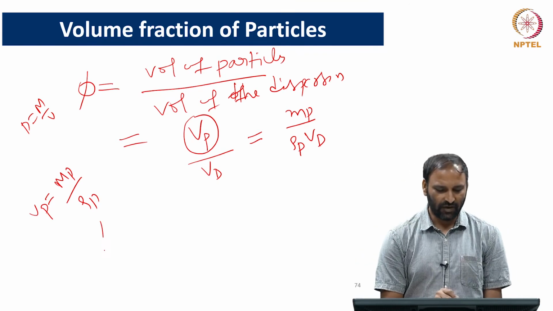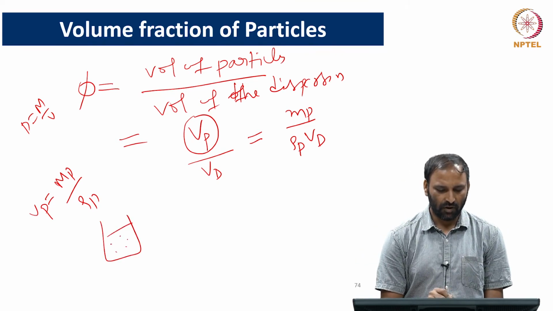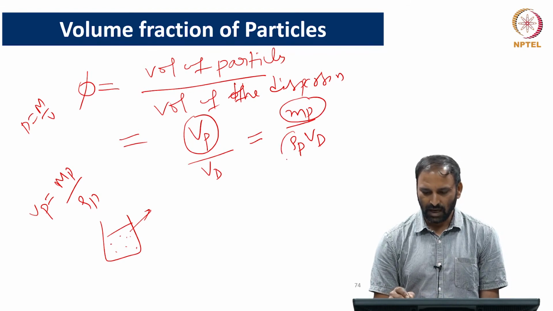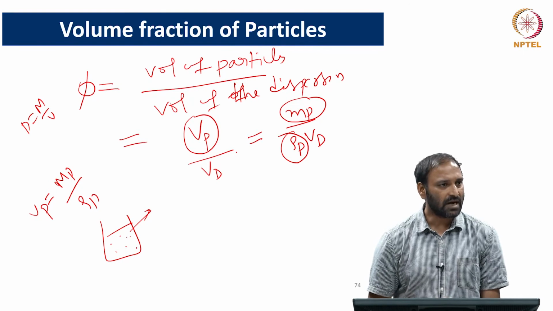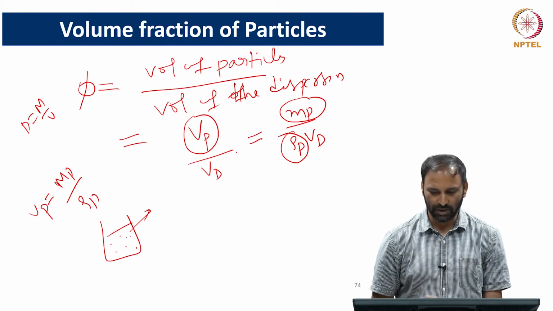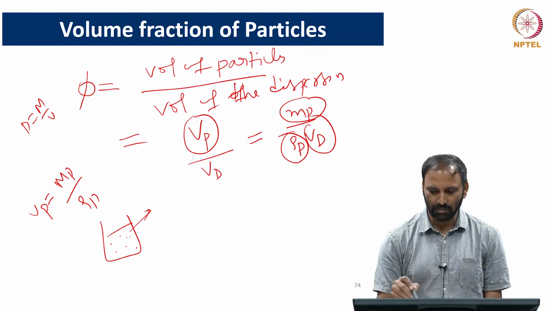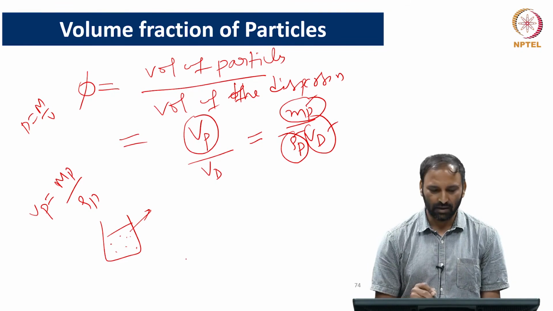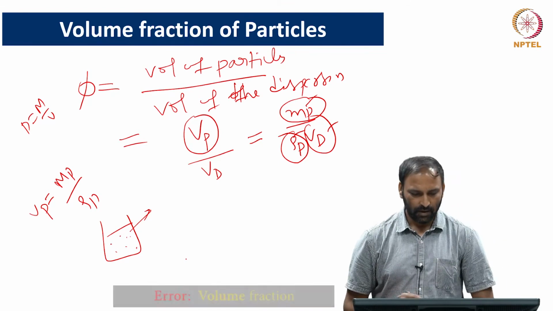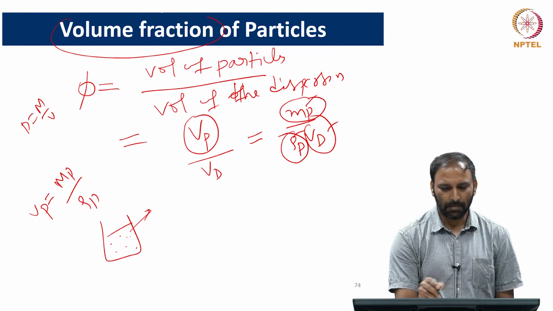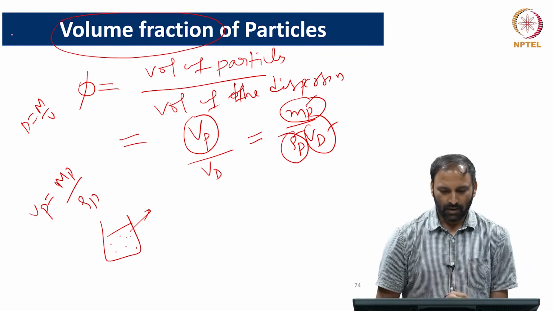Therefore, if you have a dispersion of some concentration, you dry out all the fluid, and I can measure the mass of the particle in the dispersion. I have measured the density of the particle again by solution densitometry. And if you know the volume of the dispersion that you are using for your experiment, I can plug in all these numbers and get the volume fraction.